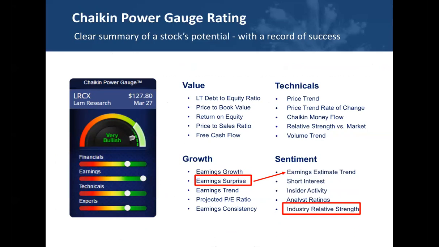The reason the model has worked since it was first introduced in January of 2011, and by the way, the model was locked down, meaning that the factors haven't changed, the weightings haven't changed, because each of these has a different weight, was locked down in September of 2010.